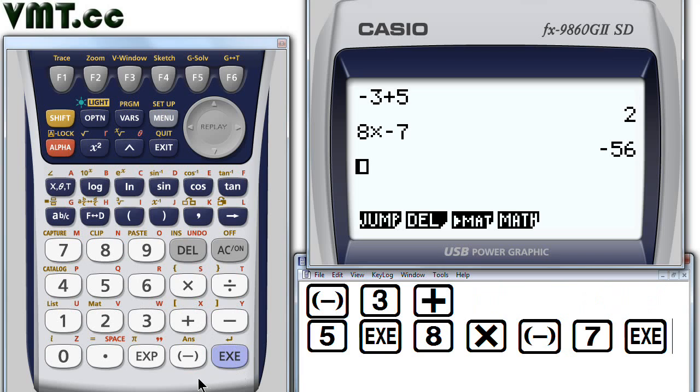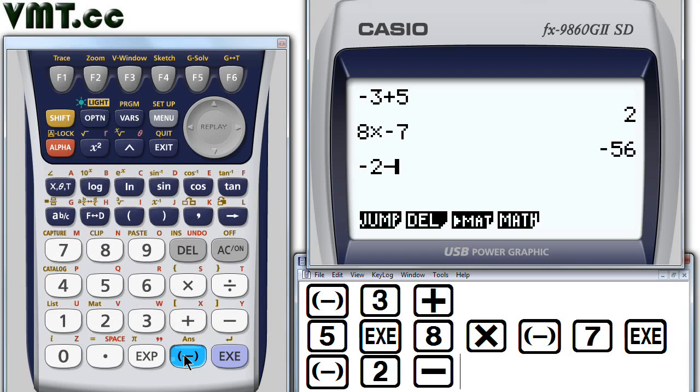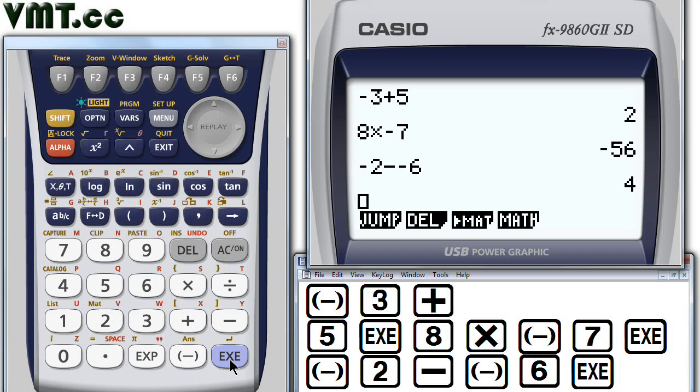And finally, for the third problem, type in negative 2 minus a negative 6. Execute. The answer is 4. Notice the minus sign is slightly wider than the negative sign. That way you could easily distinguish between the two.